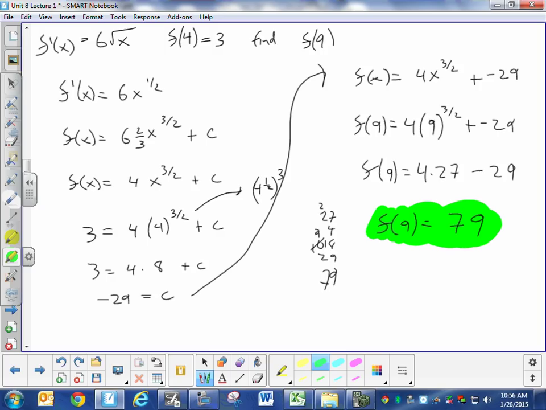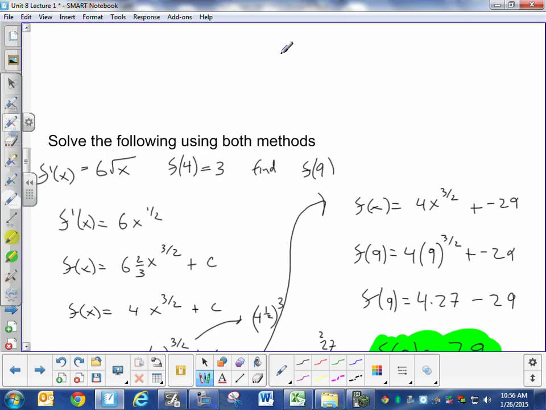Questions? Okay, what you just did for those two examples back to back is you used the antiderivative method, the find C method for solving this situation where you're trying to find a future value. So if you want to write that next to them in the column next to those two examples, you just did the antiderivative method or the find C method.